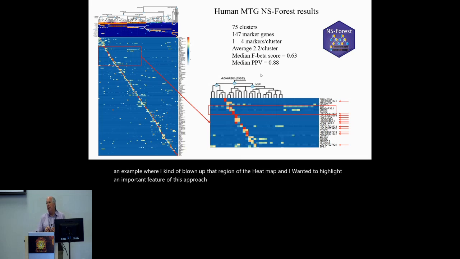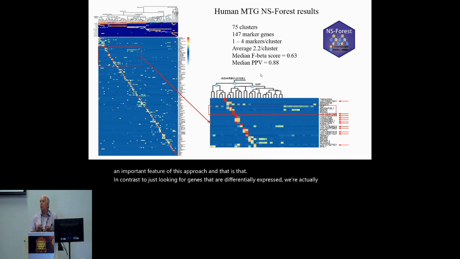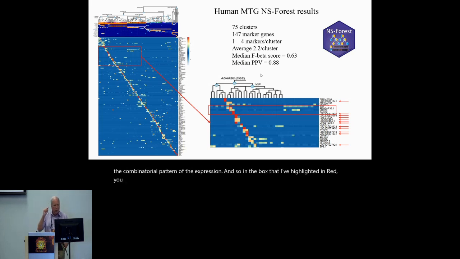And that is that in contrast to just looking for genes that are differentially expressed, we're actually looking at the combinatorial pattern of the expression. In the box that I've highlighted in red, you see two genes that are expressed in that one VIP expressing inhibitory neuron subtype. You can see that the top gene is also expressed in a neighbor cell type on the left, and the bottom gene is expressed in a neighbor cell type on the right. But the only cells that express that combination of markers are cells of that one cluster in the middle. In this way, we use this combinatorial feature as a way of characterizing each of these different cell types.